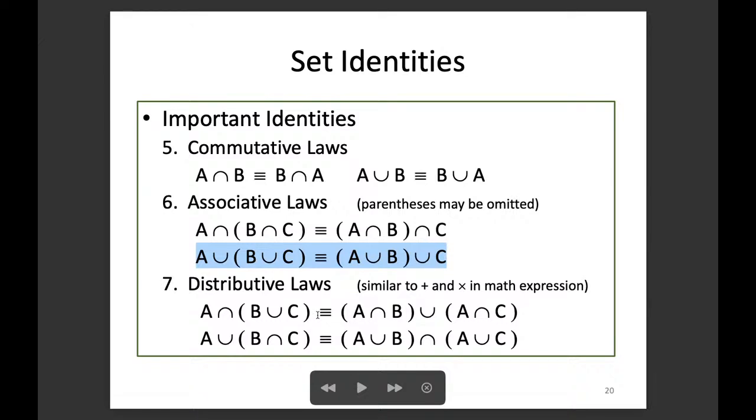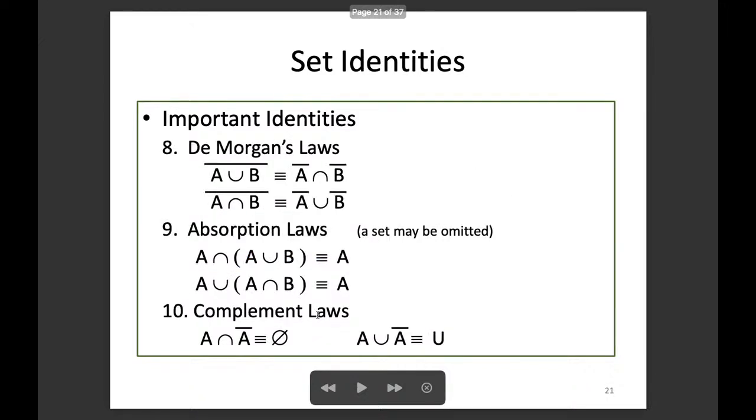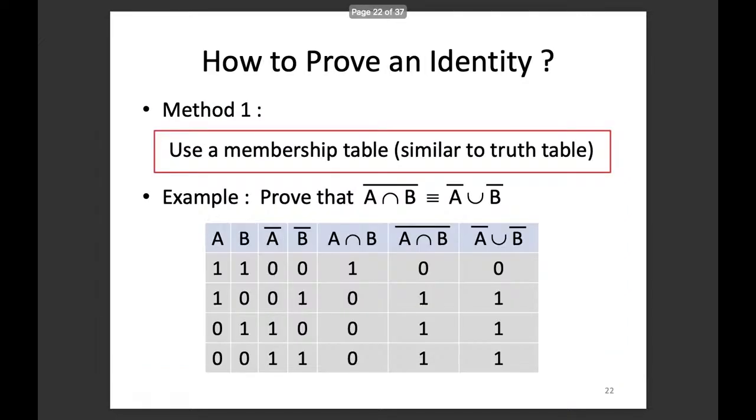And then we also have the distributive law, De Morgan's law, absorption law, and complement laws. If you check each one by one, there is a one-to-one correspondence with the logical equivalence identities. And how do we prove this? To prove logical equivalence, we use a truth table. And here we have something really similar: a membership table.